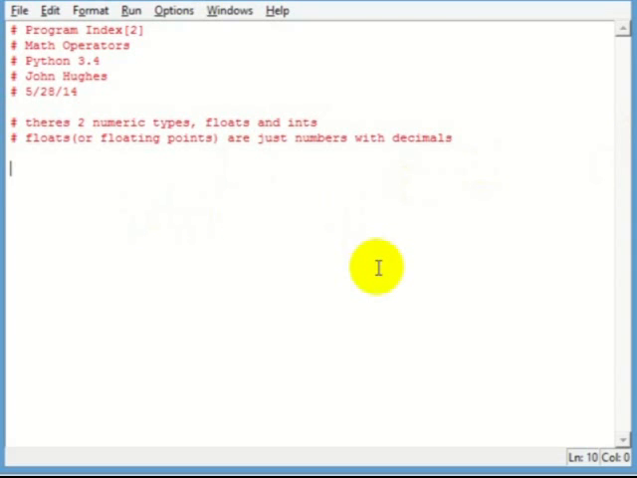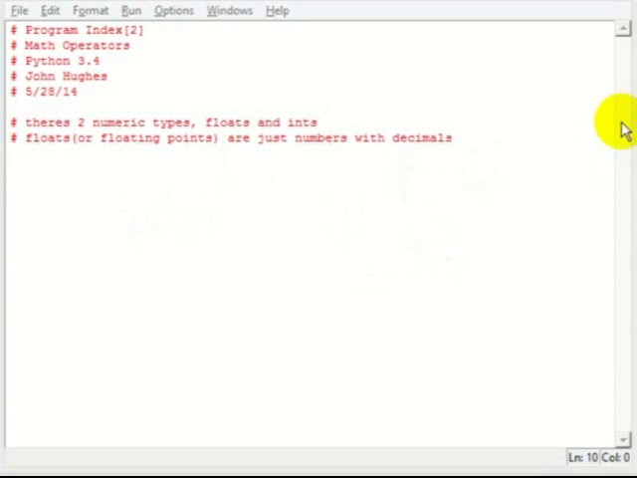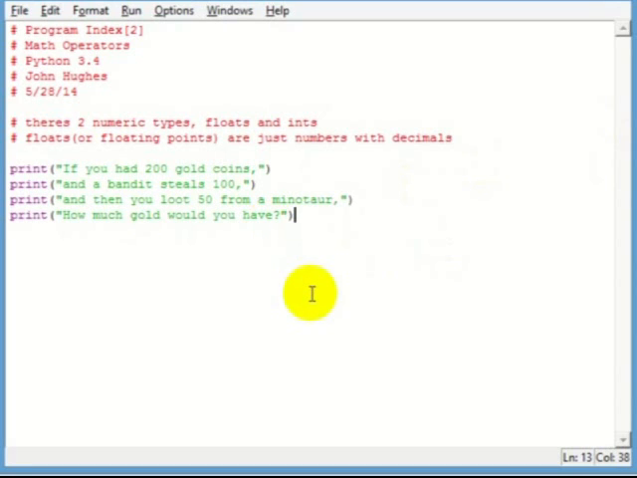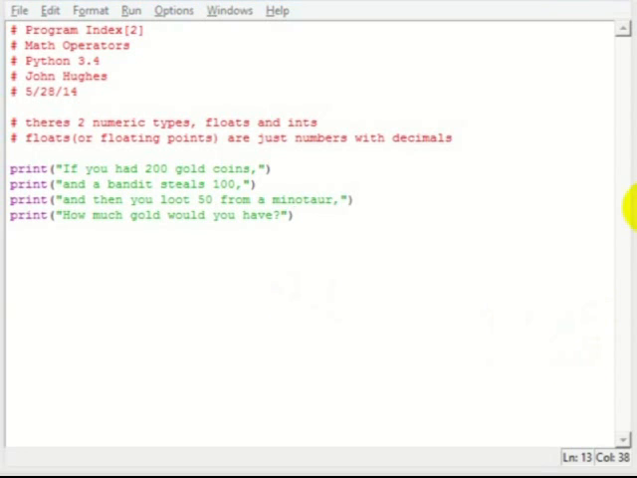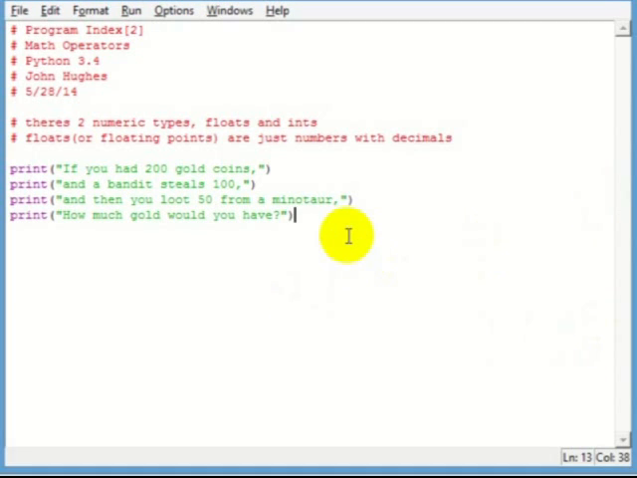So let's go ahead and make a problem. Say you have 200 coins and a bandit comes and steals some, and then you get some more from a monitor. How much gold would you have? And we want to put a little input statement in here. Press enter for your answer.